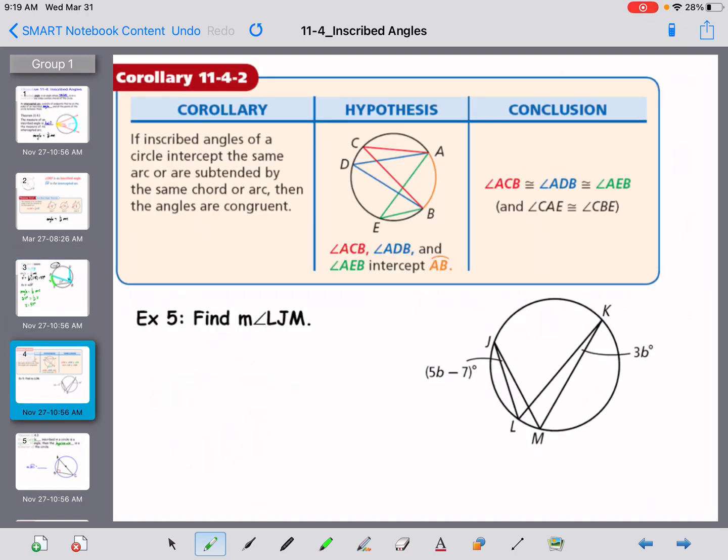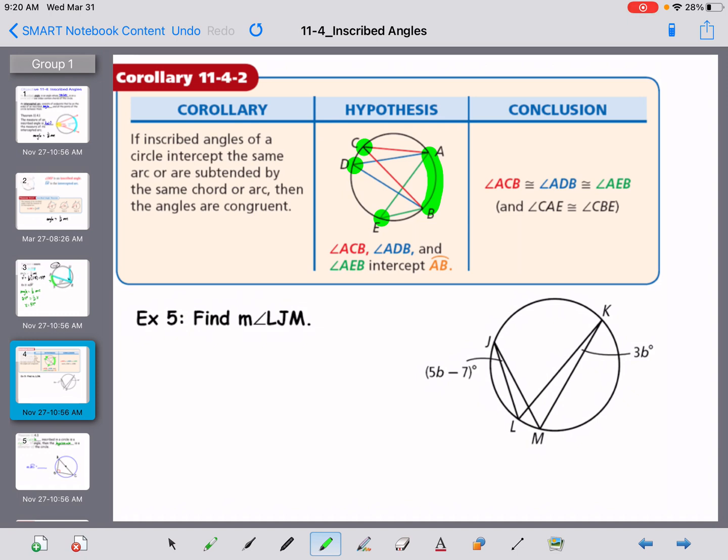Now, this is a common sense kind of thing. I've got this scenario of 3 angles, one at C, one at D, and one at E. If you notice, all 3 of those angles are at this arc. So if all 3 of those angles share that arc, then all 3 of those angles would be congruent. So what does that mean? Well, if they're congruent, I can set them equal to each other.